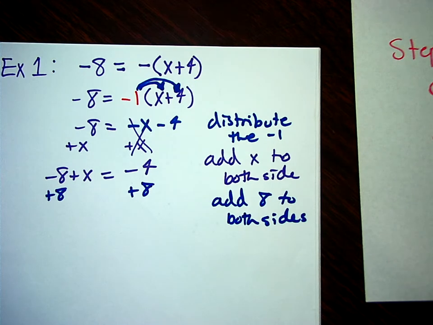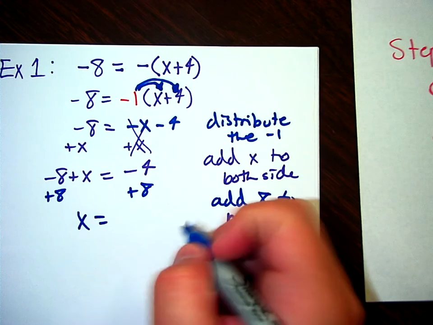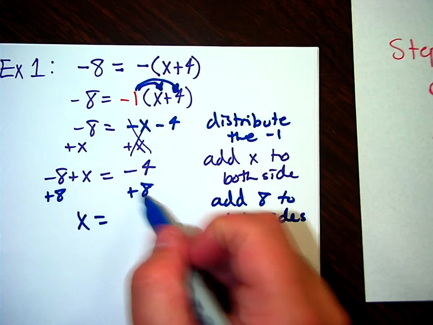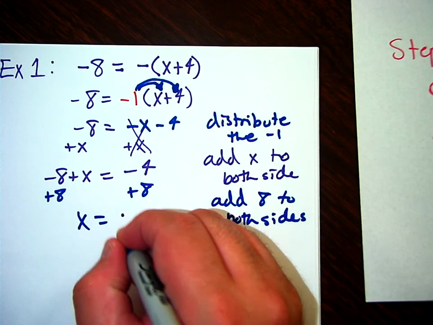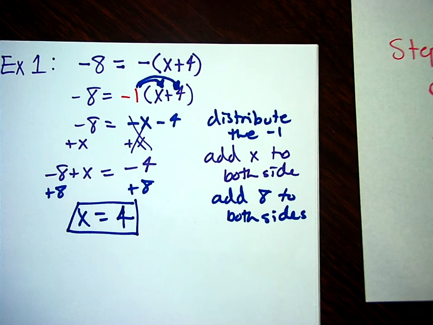All right. Now I've got x equals negative 4 plus 8, which is going to be a positive 4. So x equals 4. And there's my answer. I'm done. That variable we know is 4. How do we know that? Well, we're going to check our answer.